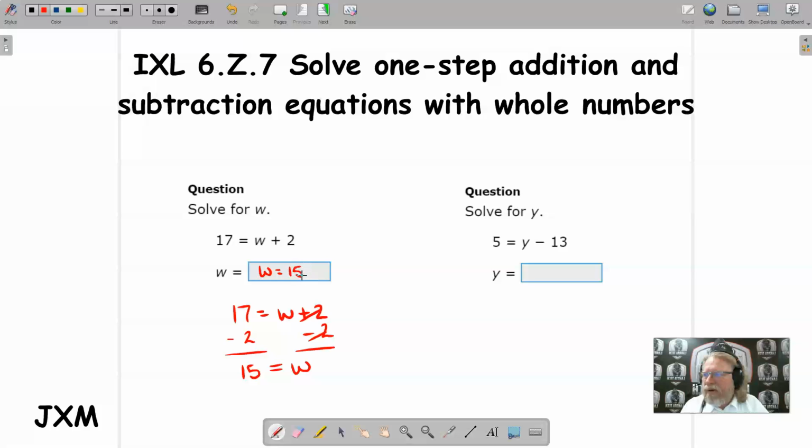Yes, we can flip those around. The w doesn't have to stay on the right. I prefer my variables to be on the left with the equal sign and then the solution. So I always put my variables on the left whenever I enter my answers.